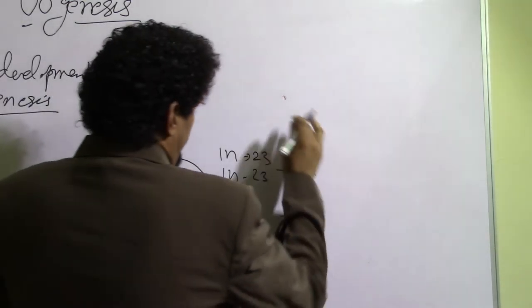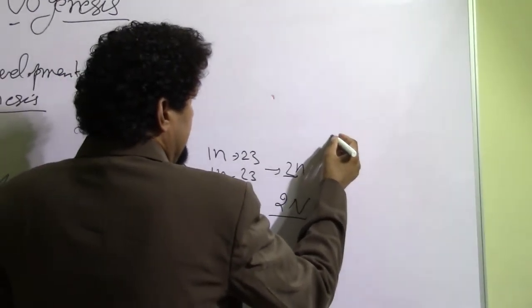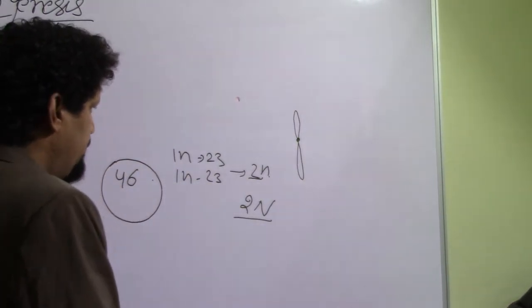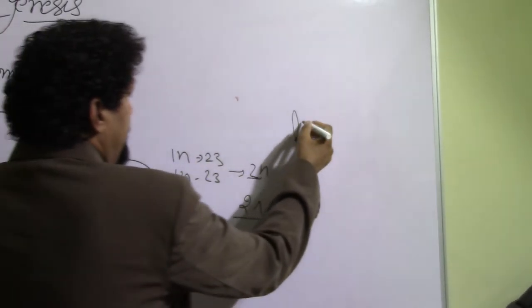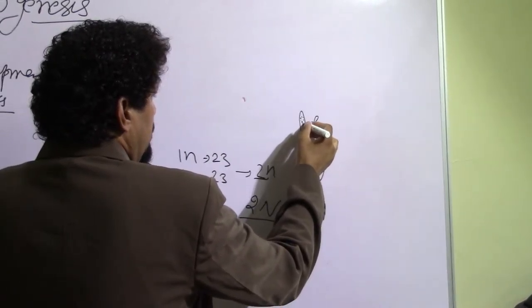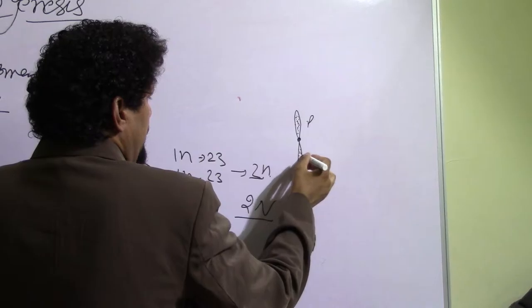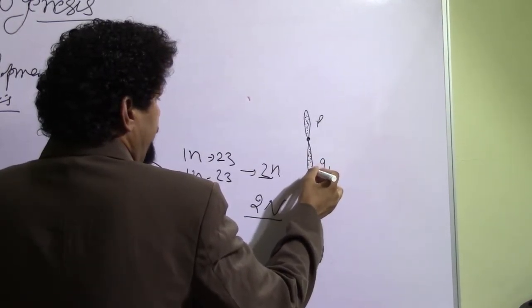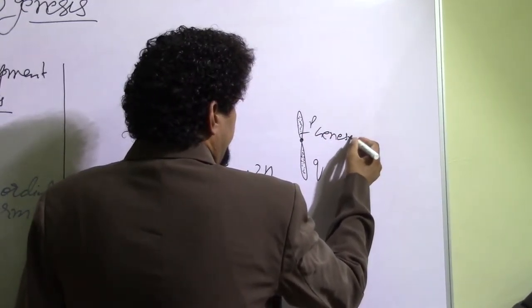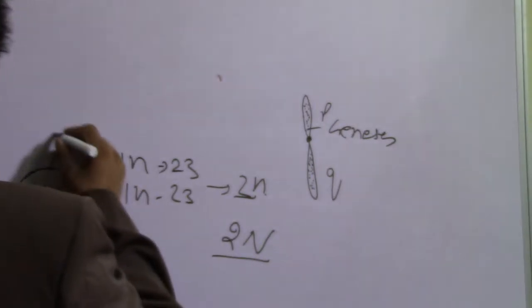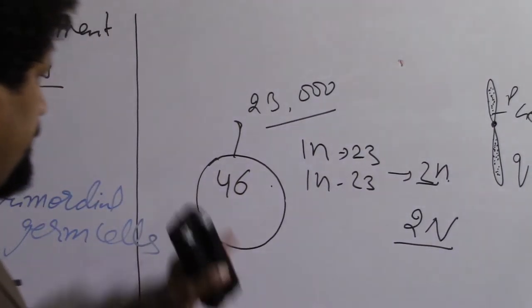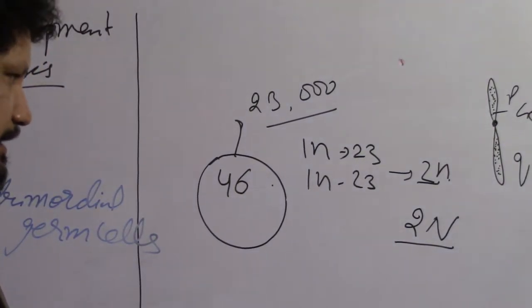The 2n chromosomes are single structured, having a centromere, large and small arms, P and Q, and small parts of DNA are embedded on the chromosomes. These are known as genes. A total of 23,000 genes are housed by the 46 chromosomes of a cell.